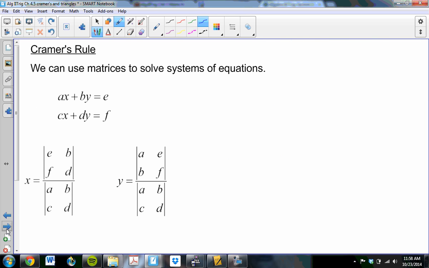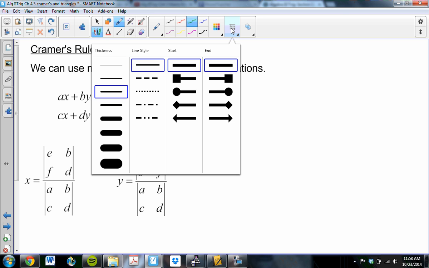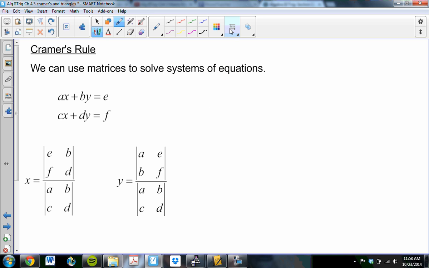Another thing matrices are useful for is called Cramer's rule. Cramer's rule lets us solve systems very quickly. Here's a 2x2 system, ax plus by equals e, cx plus dy equals f, where a, b, c, d, e, and f stand for numbers.